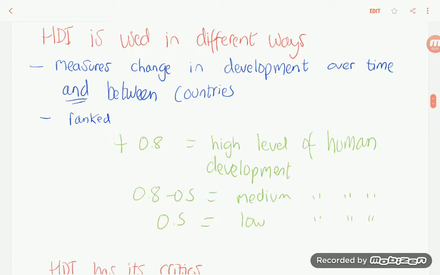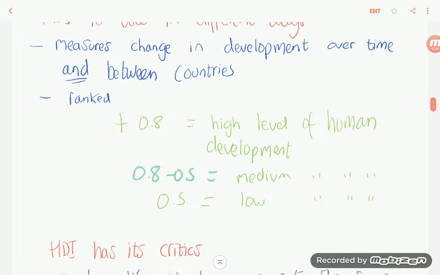HDI is used in different ways. The HDI can be used to measure changes in development levels over time in a country. It's also used in a slightly different way when you consider it can be used to compare the levels of development between countries. Also, countries are either ranked in order, with country number 1 being the highest and most developed, or the HDI is given as an index with a range between 1 and 0.